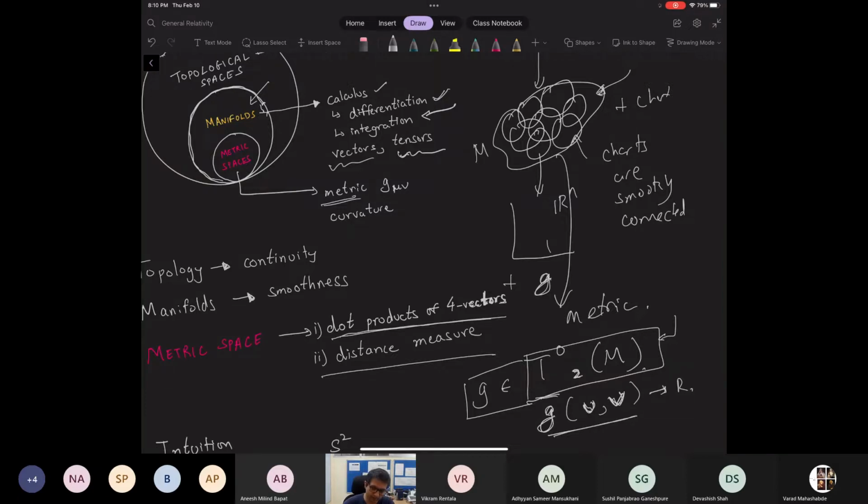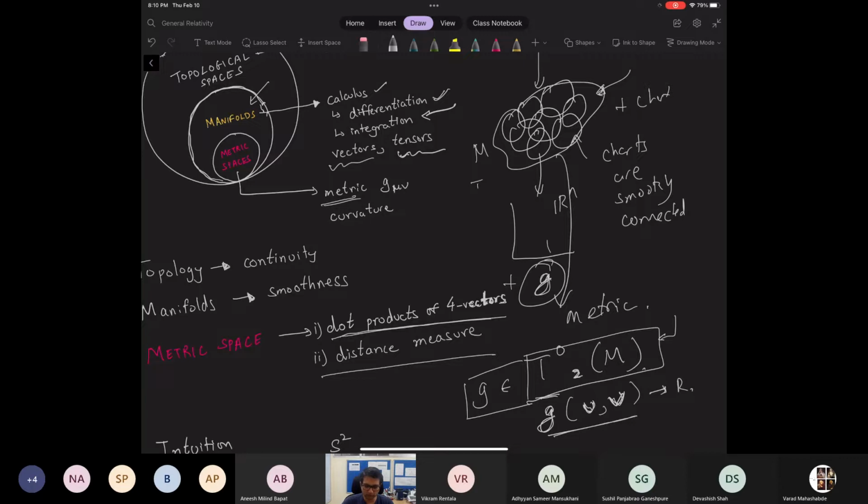Okay, and the space of tensors exists on this manifold. But now you're saying, let me pick out a particular tensor field. That is called the metric. Once you have such a metric, your space now has it's called a metric because metric means to measure. So it's some measure of dot products of 4-vectors, which is in some sense a measure of the magnitude of a 4-vector, or a measure of distance between 2 points on a manifold.